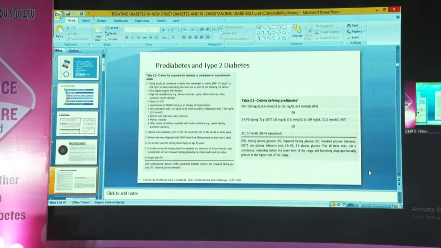And patients with pre-diabetes, with A1C less than 5.7, should also be tested yearly, and women who are diagnosed with GDM should have lifelong testing at least every 3 years. For all other patients, testing should begin at the age of 35 years. So this is just to have a glimpse of it.